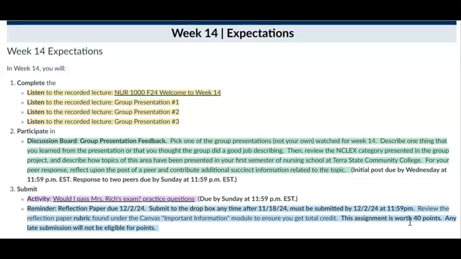So it's a big assignment. You want to make sure you're using the rubric to get full credit, and you want to make sure you get it in on time, especially if you've missed some of the other higher point assignments. It's imperative that you follow the rubric to get full credit and turn it in on time. Any late submissions will not be eligible for points.